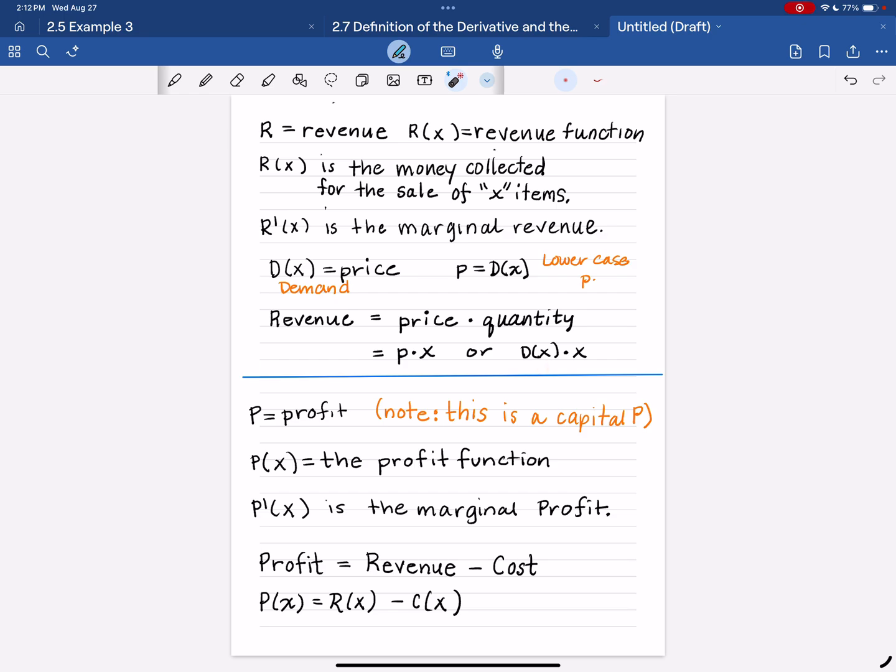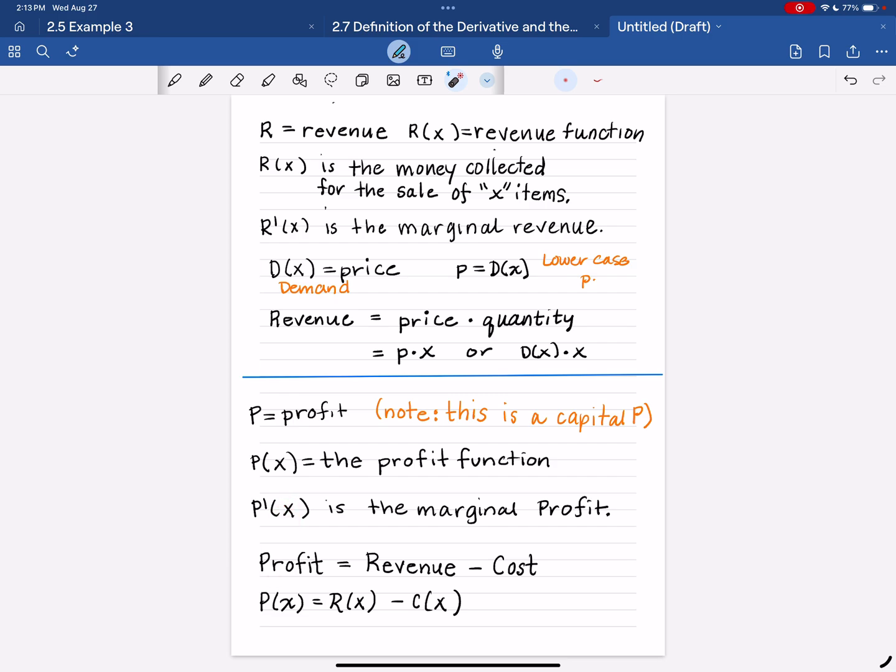The next element is profit, and that's the whole point of business. We're not talking about nonprofits. We're talking about businesses that are in the business to make money. That's your whole goal right there, is your profit. And note, this is a capital P. Lowercase p is price, uppercase P is profit. P of X is the profit function. P prime of X is the marginal profit. That is, how is the profit changing at X items?